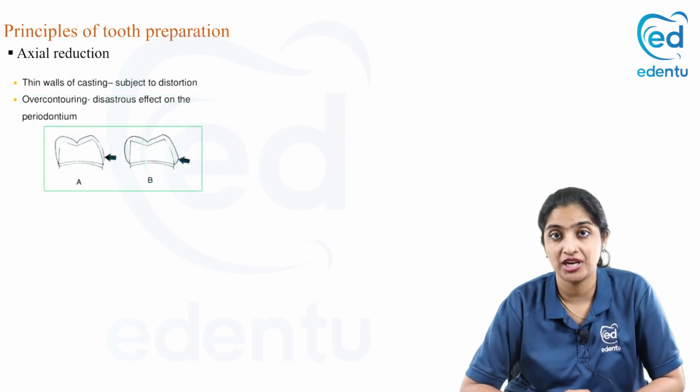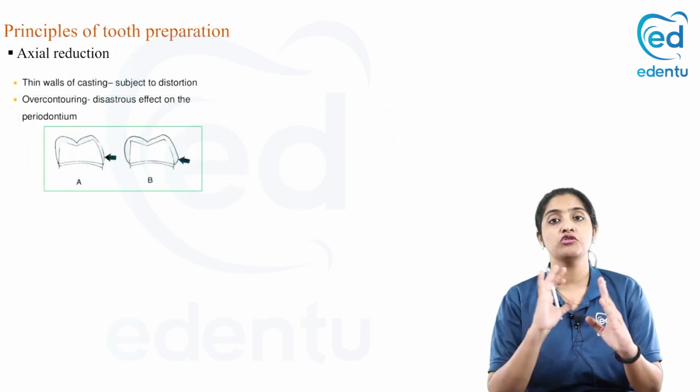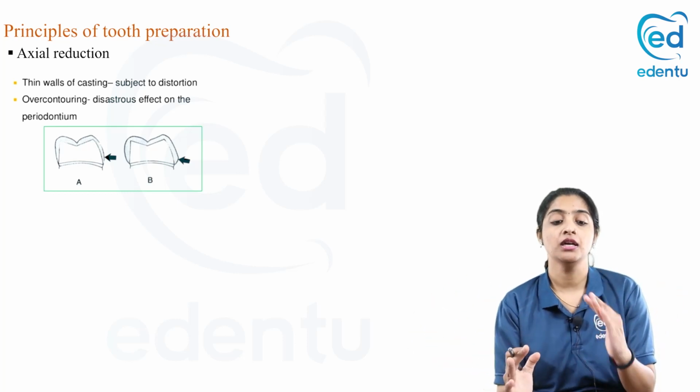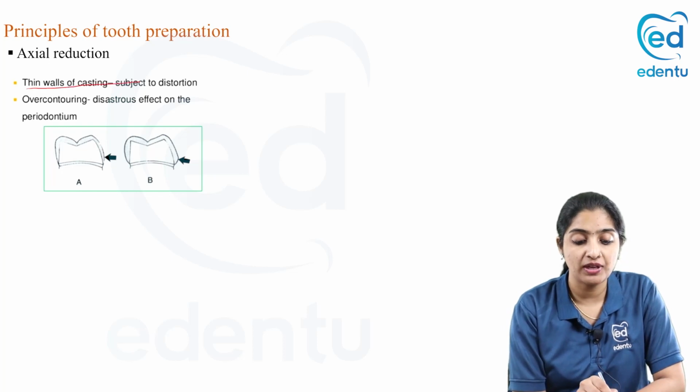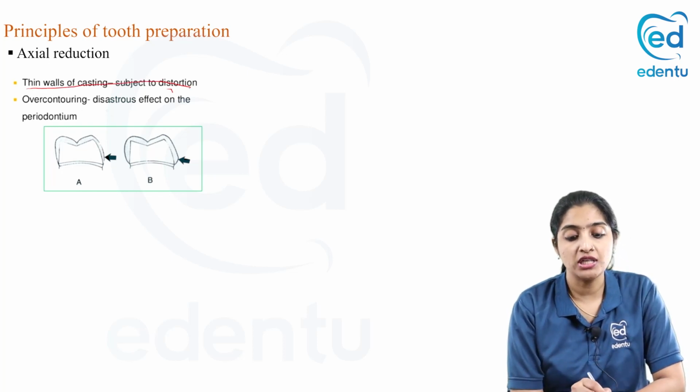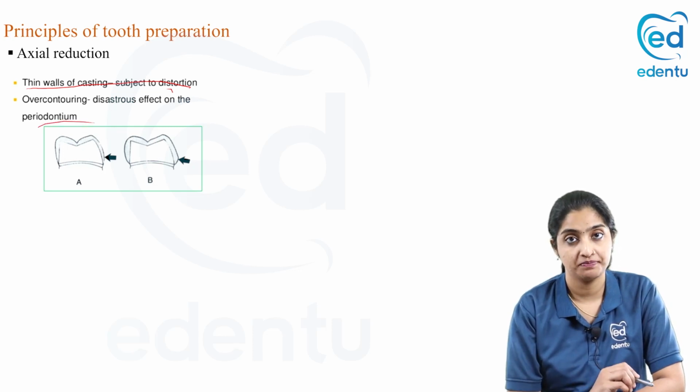Next is the axial reduction. Axial reduction, as I mentioned, is when you're reducing from all around the tooth: the buccal, the lingual, and the mesial and the distal areas. Thin walls of casting can be subject to distortion, over contouring, or a disastrous effect on the periodontium. Okay.